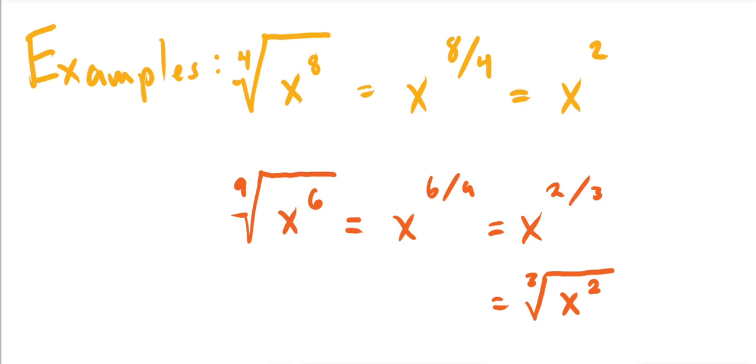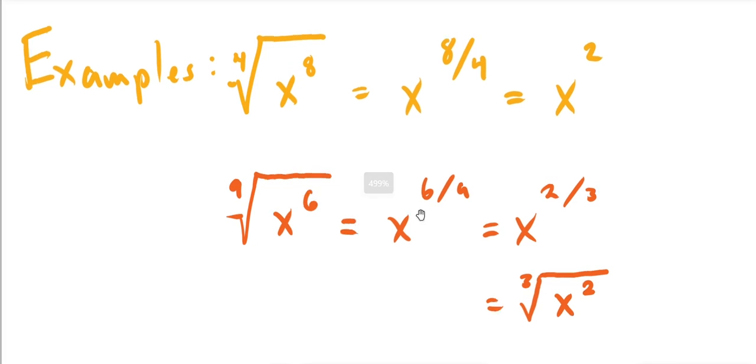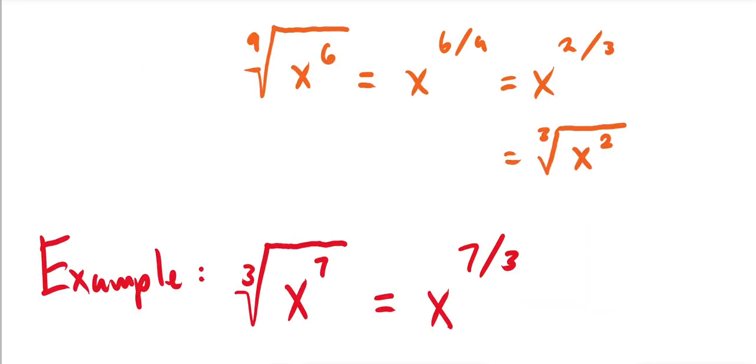Here's another one that doesn't reduce all the way to an integer like that one did. What if I wanted to take the 9th root of x to the 6th? Is there an easier way to write that? Yeah, because there's an easier way to write 6/9. 6/9 reduces to 2/3, as we saw. This is the third root of x squared, or the cube root of x squared. So this expression with larger numbers can be rewritten as one with smaller numbers by taking advantage of how we reduce fractions. So what about this mixed numbers thing then?